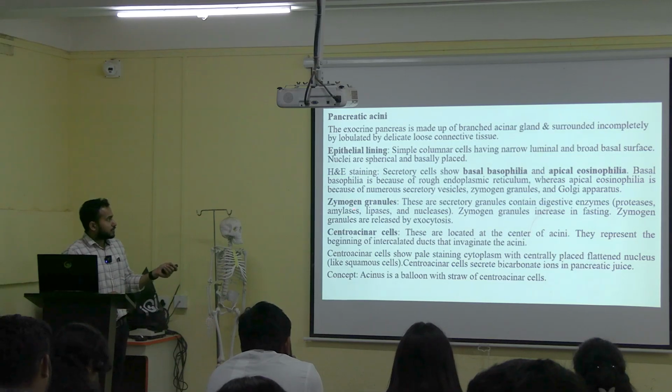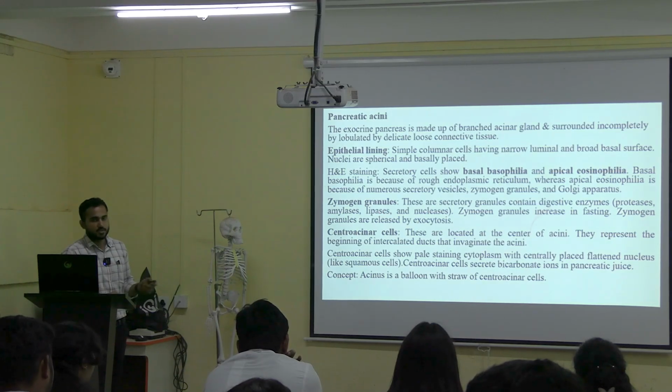Okay, so the zymogen granules are there. Secretory granules contain digestive enzymes. The digestive enzymes which are secreted mostly contain protease, amylase, lipases and nuclease. These are the enzymes which are produced by these zymogen granules.